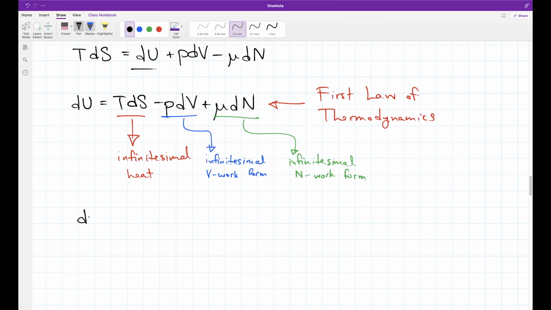You can check that if we do this for a system with general internal energy and work coordinates, we'll get dU is equal to T dS plus the sum over j of the j-th pressure times dV_j, where V_j is the j-th work coordinate. And so again, this would be the infinitesimal heat form, and each of these would be an infinitesimal work form for V_j.